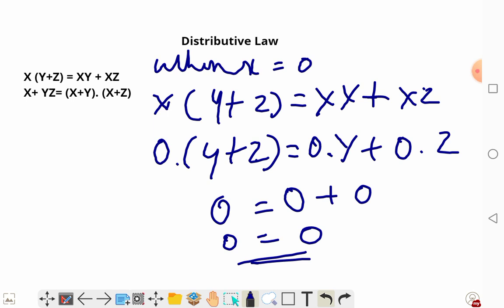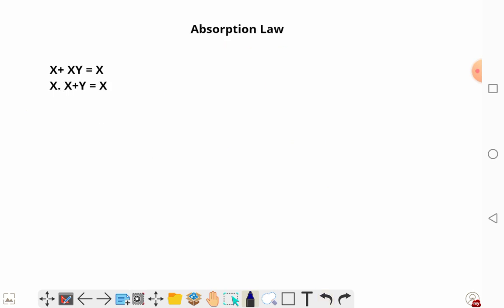You prove for x is equal to 1, and you prove for this also. The next law we have is the absorption law. This is a very important question; for the same expressions they can ask to prove by the algebraic method. We will do that in another class.